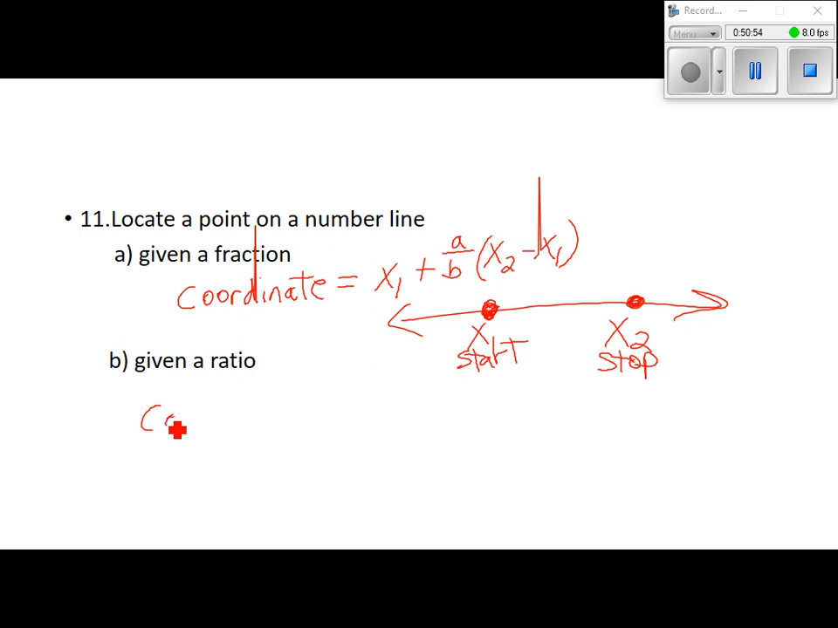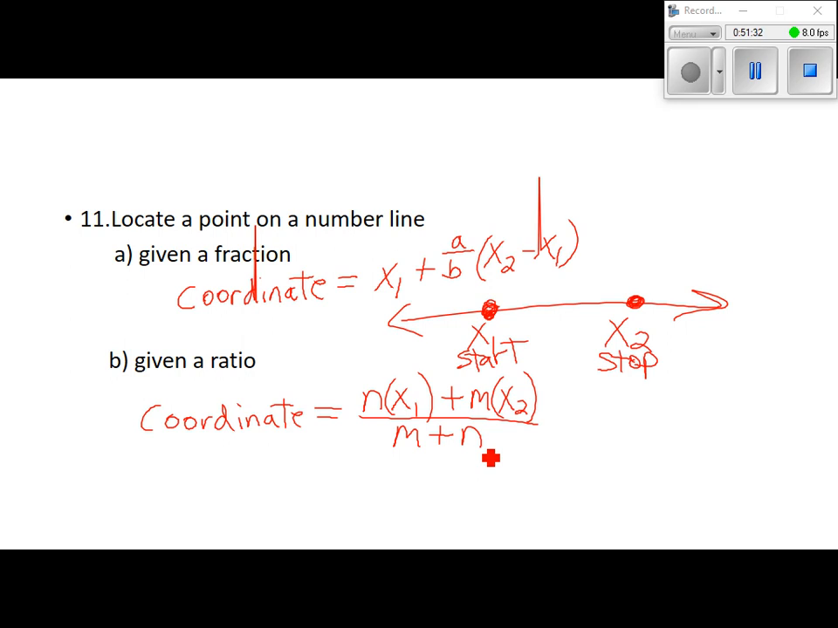Given a ratio, how do you find the coordinate on a number line? Formula sort of the same as the one here on the board. N times x1 plus m times x2 over m plus n. Is this a hard formula? Looks hard. All you're doing is plug it in. They're going to tell you all this.